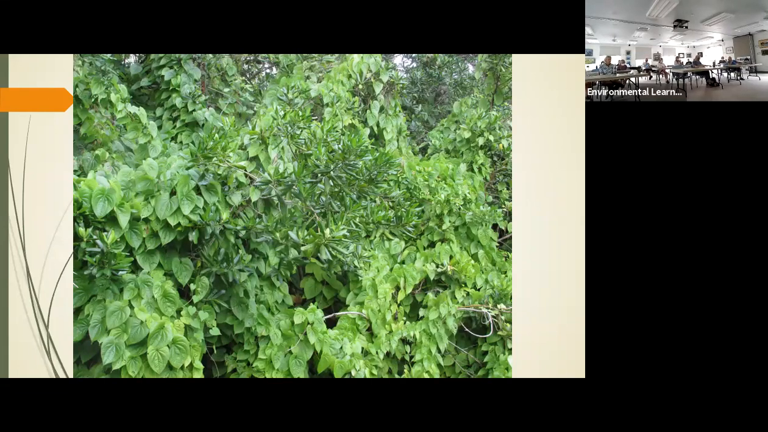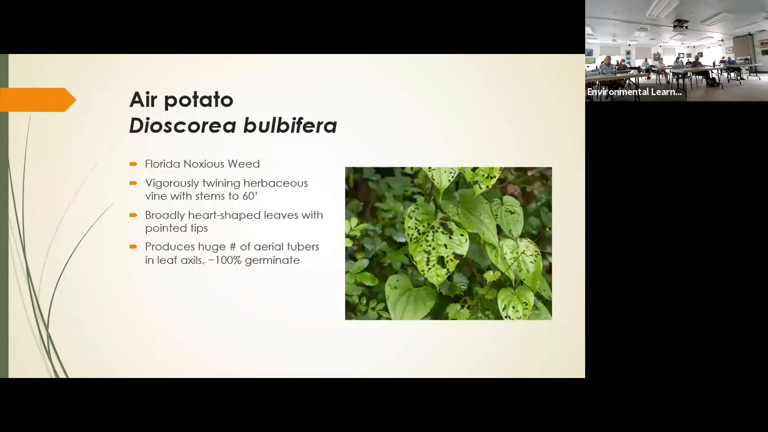Air potato. This is a vine, next slide, that can engulf other plants. It doesn't have tendrils, but it'll just climb all over everything. It's got distinctive heart-shaped leaves, and it can grow to be 100 feet long. It does not flower in Florida with any frequency, but that does not mean that it has not consumed thousands of acres. It reproduces by aerial tubers, also known as bulbils.